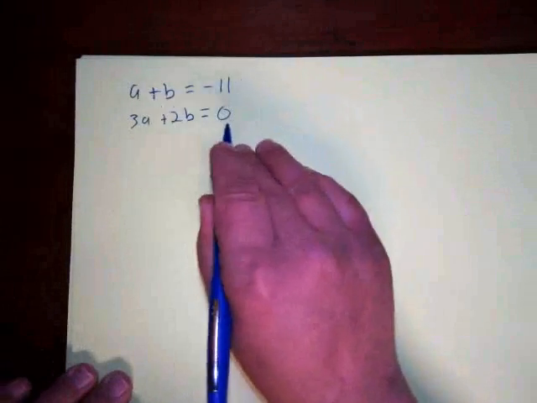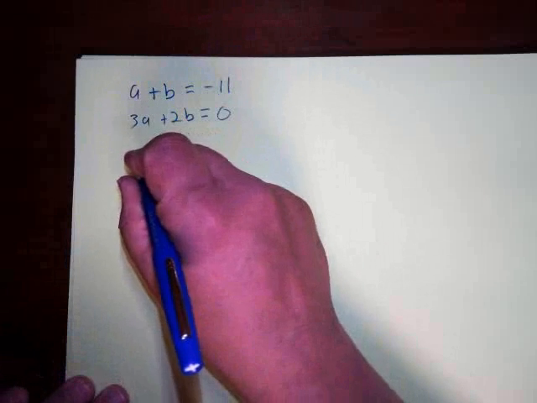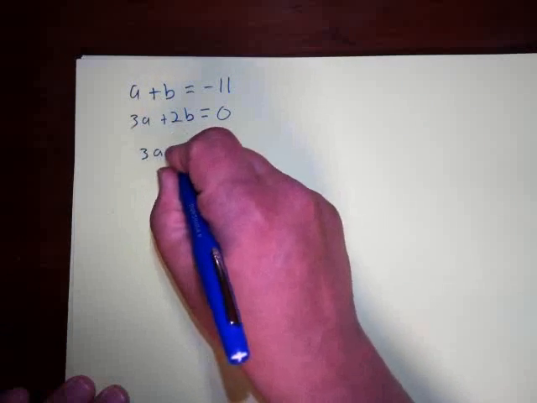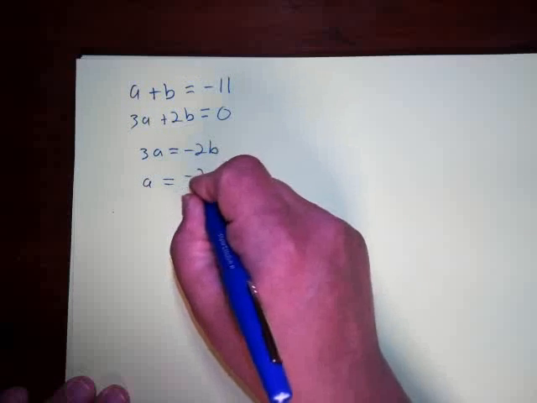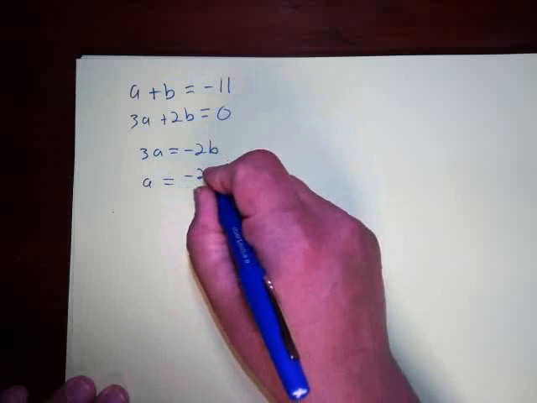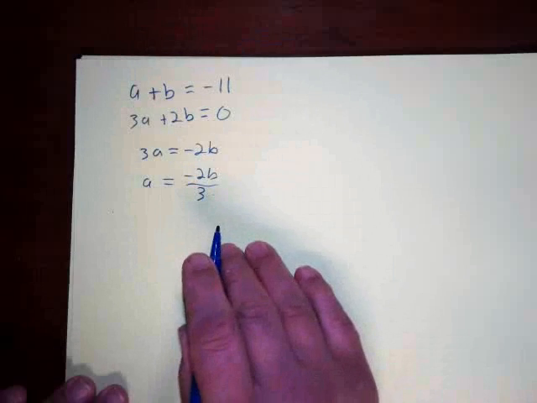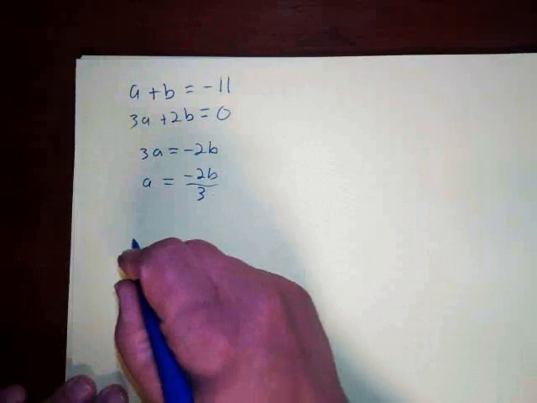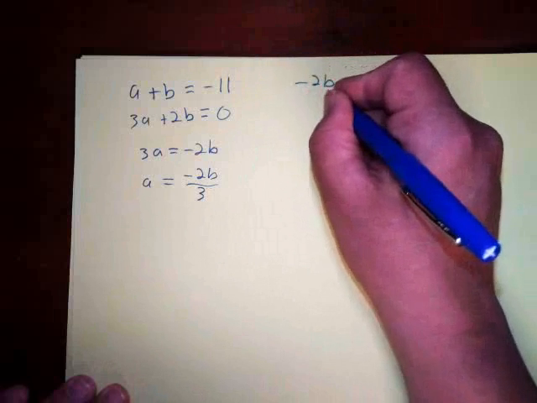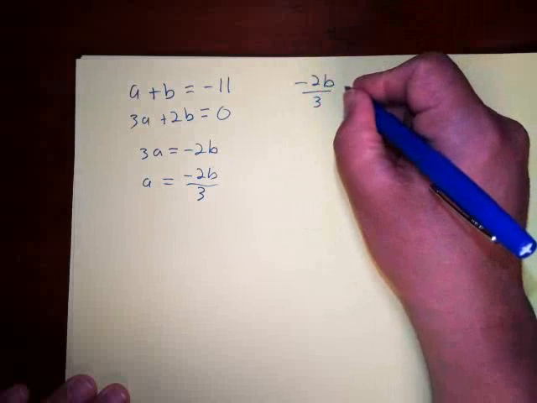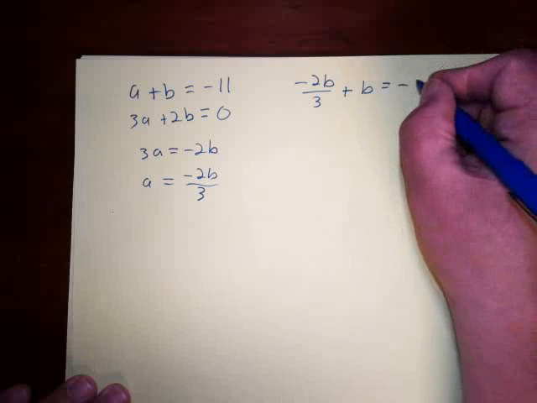I think it'll be easy to just solve this one for a. So I get 3a is equal to -2b, and then a is equal to -2b over 3. And now I can plug that one in up here. When I do that, I get -2b over 3 plus b is equal to -11.